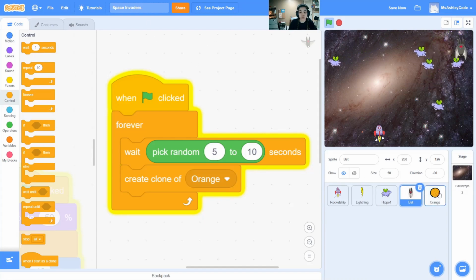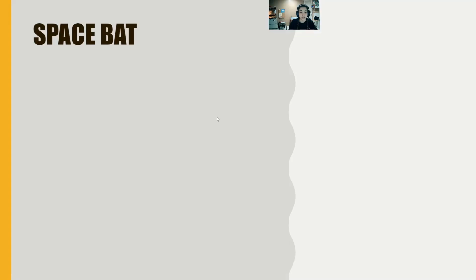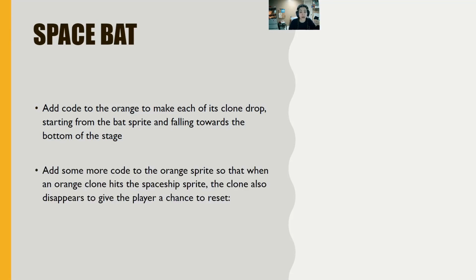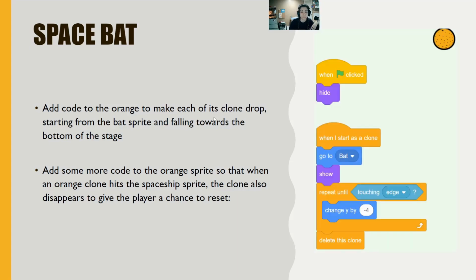So let's go into our orange. And let's add this code to the orange to make each clone drop, starting from the bat sprite and falling towards the bottom of the stage. And then we'll add some more code to the orange sprite. So when the orange hits the spaceship sprite, the clone also disappears to give the player a chance to restart. So let's implement this in the orange script.